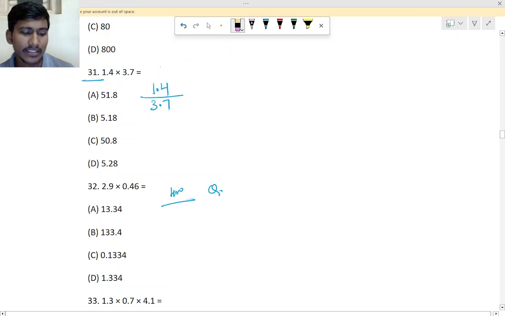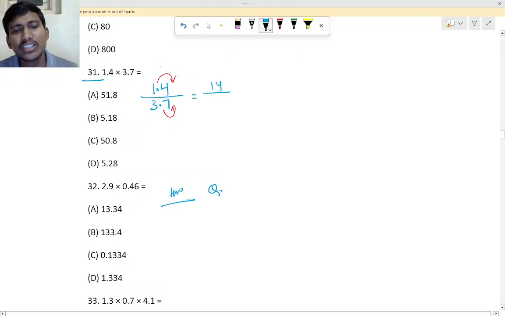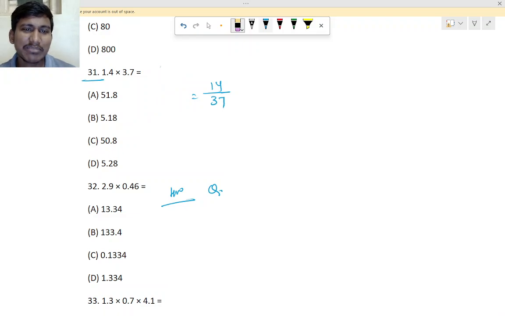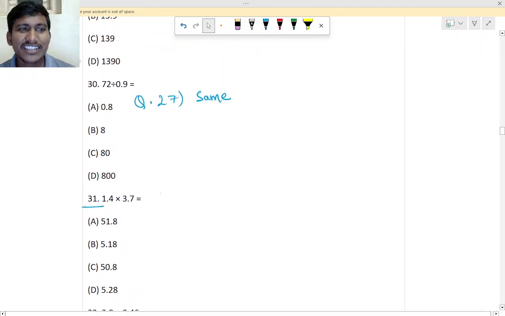See here, listen. So 31 question, right? 1.4 divided by 3.7. First you shift in the denominator, then you shift in the numerator. So that is 14 divided by how much? Oh, it is in multiplication. It is multiplication, not division. Yes. Till 30 only division. 31 onwards it is multiplication.